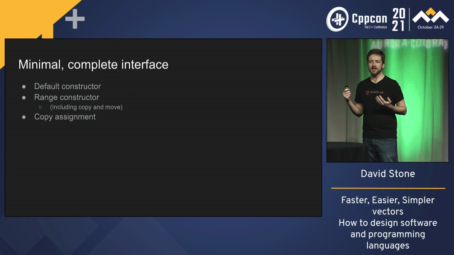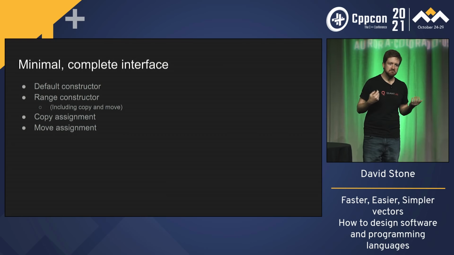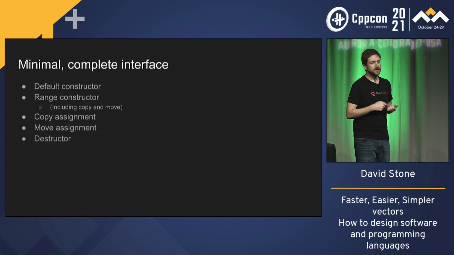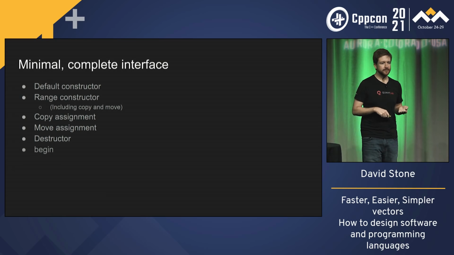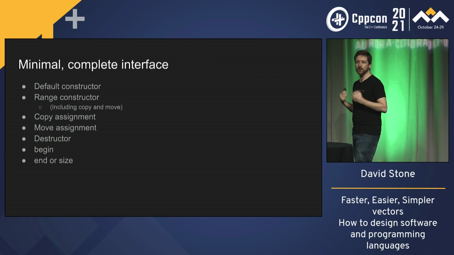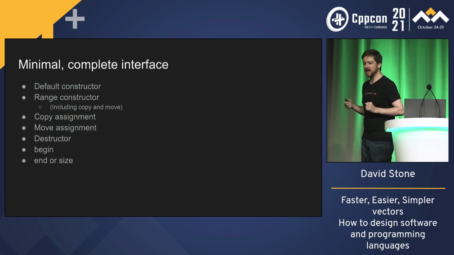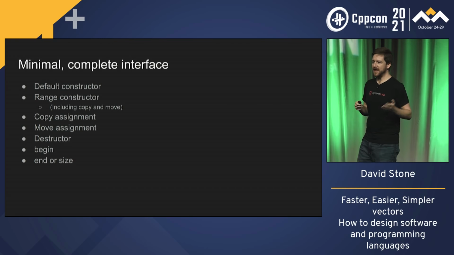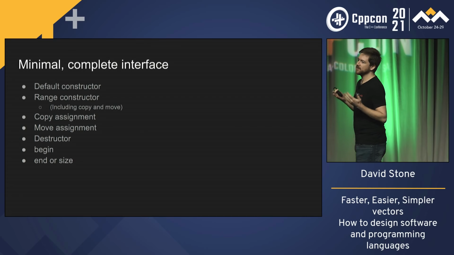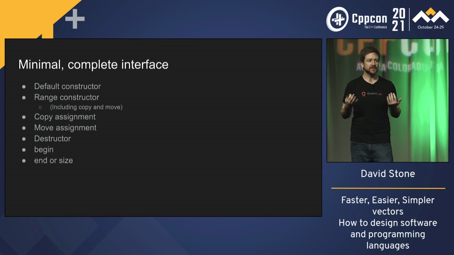Okay, then there's copy assignment and move assignment. Sure. The destructor, of course. And then begin and either end or size. You can compute size by doing end minus begin. You can compute end by doing begin plus size. Either one of those is necessary for a minimal interface.